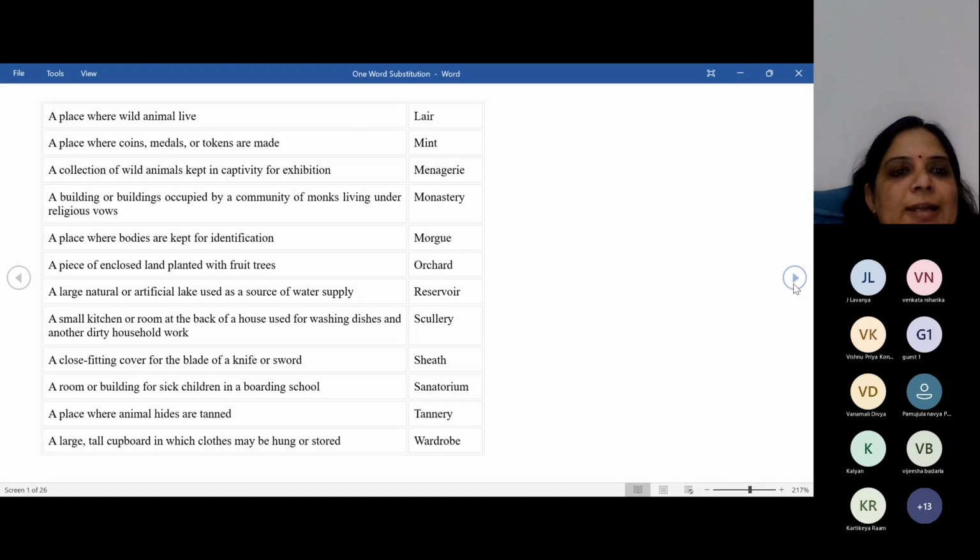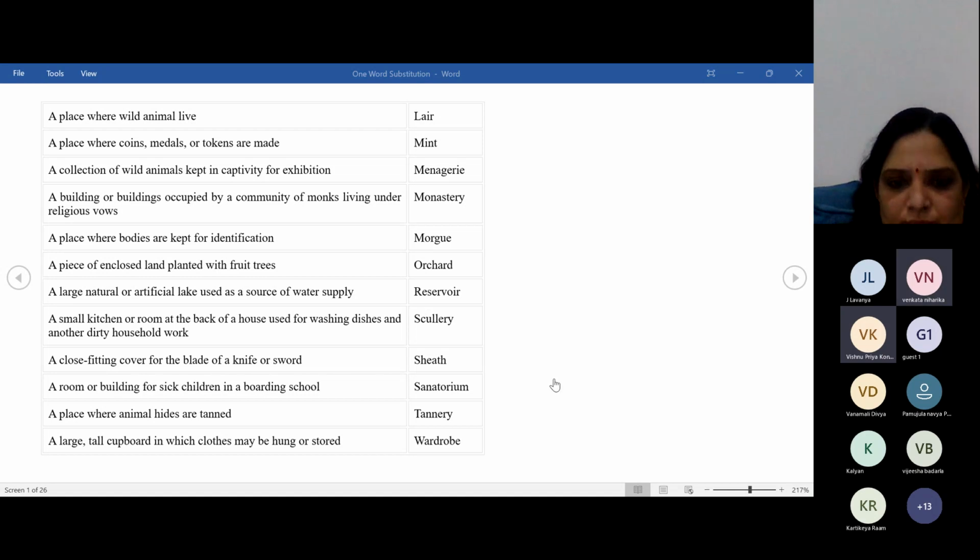Okay, so a collection of wild animals kept in captivity for exhibition. It's called a menagerie, okay? So these things we will do in the next class, students. I'll send it. You just go through it, and where the bodies for identifying your dead bodies are kept. It's a monastery. Where's a reservoir? And what's an orchard?